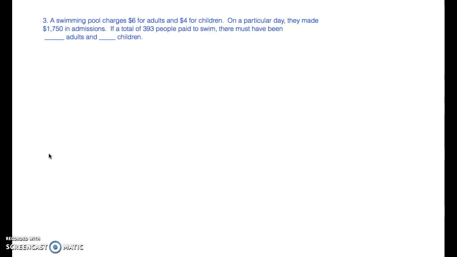Okay, on this one, since we have 2 unknowns, that means we're going to have 2 equations. For the first one, we know there's a total of 393 people. So A is going to represent our adults, and C is going to represent our children. When we add them together, we should get 393. So there's one of our equations.